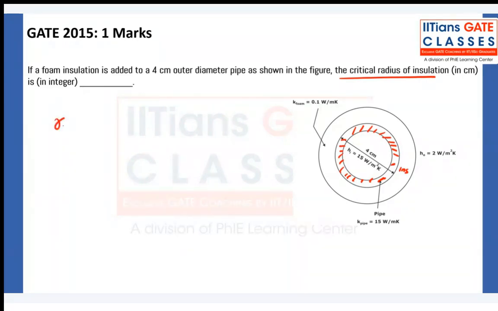It is a pipe. Pipe means cylindrical surface. RC, how much is RC? Tell me very quickly how much is RC, critical radius of insulation.